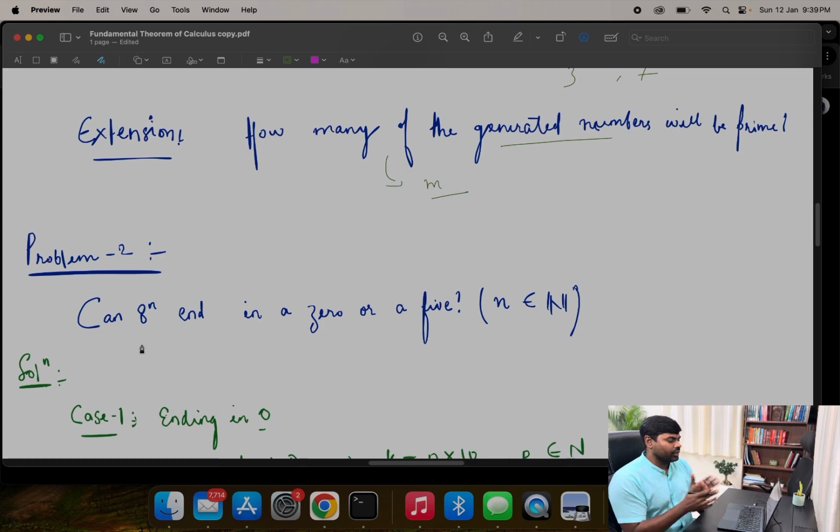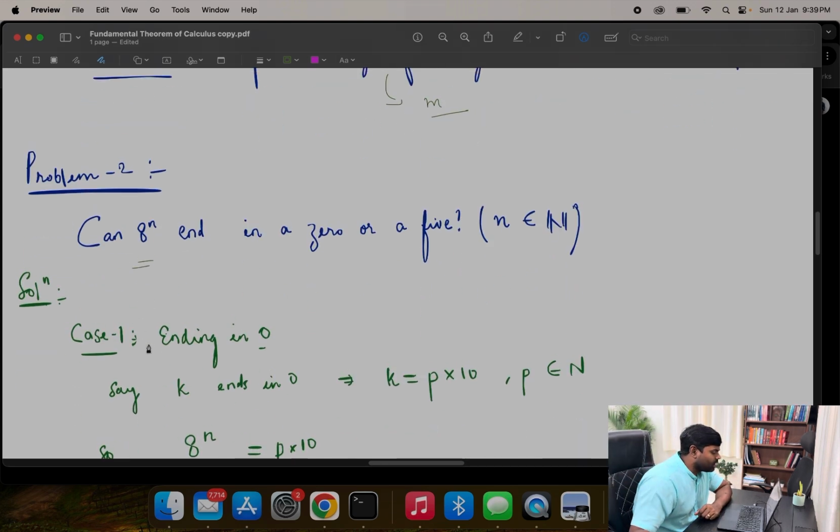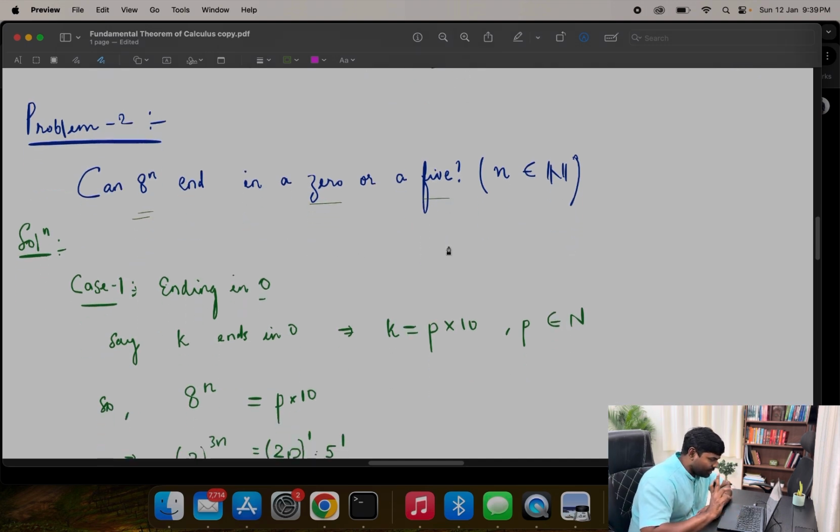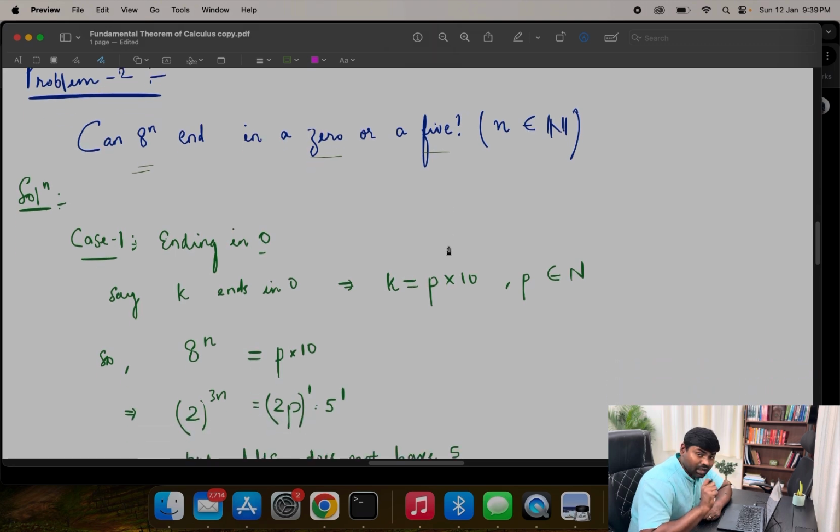What is it that we deal with? Cool. So we have been asked to show that it cannot end in a 0 or it can't end in a 5, right? So let's take them case by case. First case, why the number can't end in a 0?